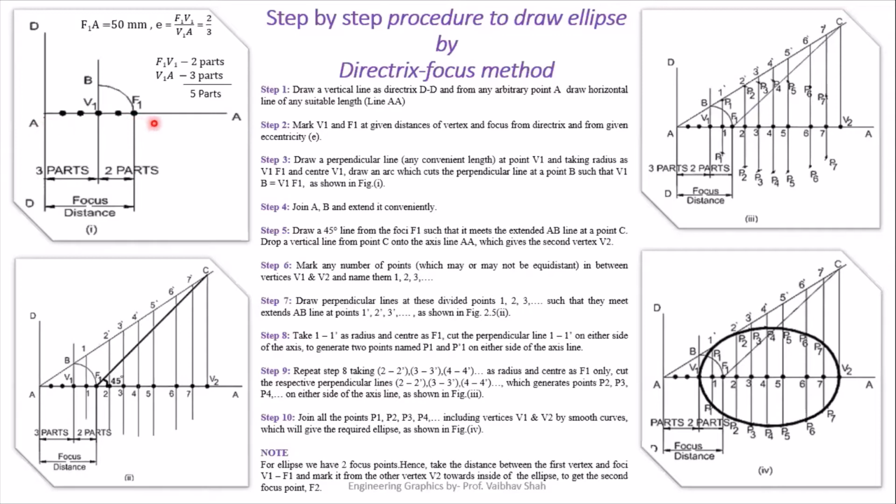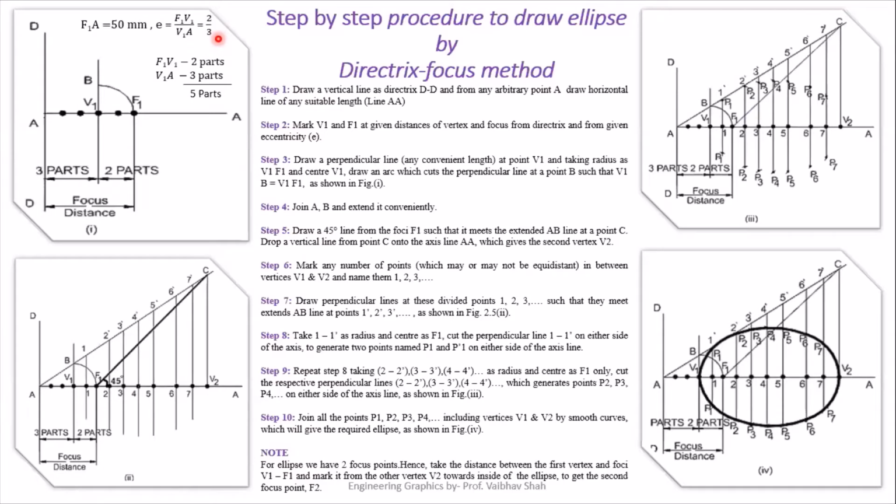So in this case, we'll be taking the data in which our focal distance is given. That means your focal point distance with respect to the Directrix is given and your eccentricity is given. Always check that your eccentricity for an ellipse must be less than 1. So let us check the eccentricity in this case. Eccentricity is here given by 2 by 3. Obviously it is less than 1. That means this is the example of your ellipse.